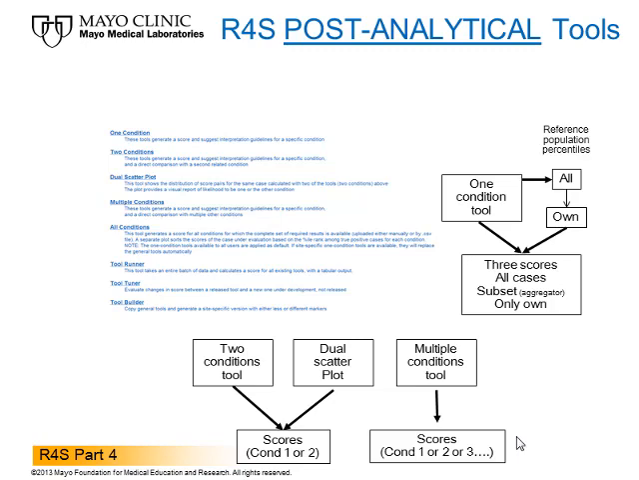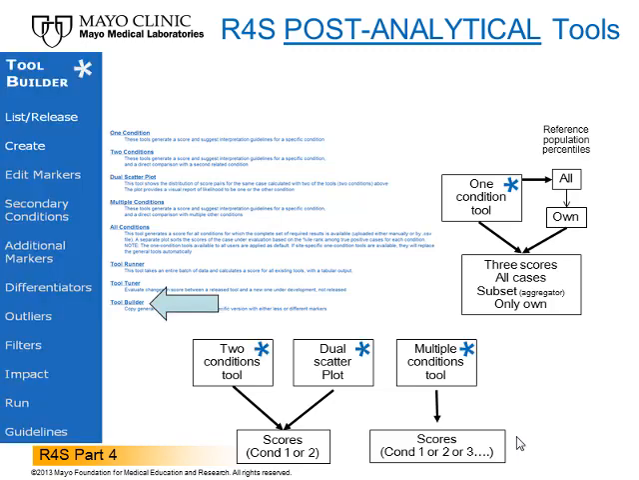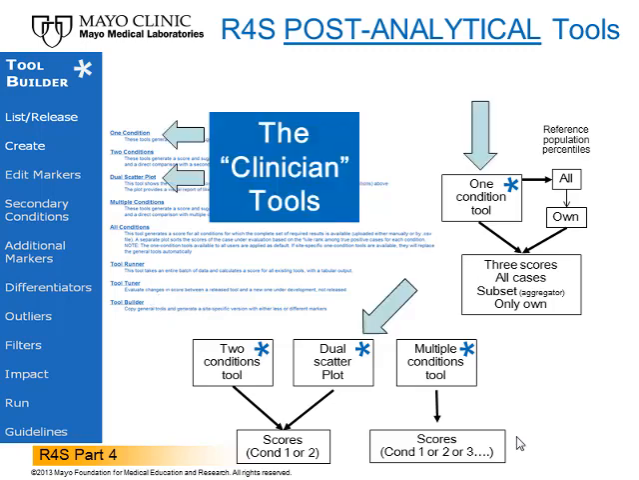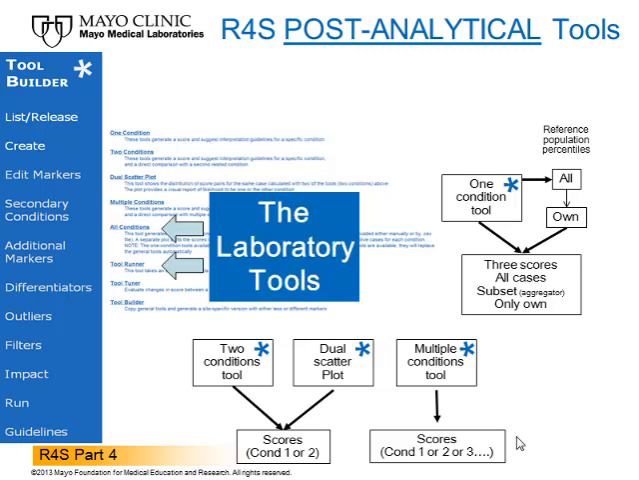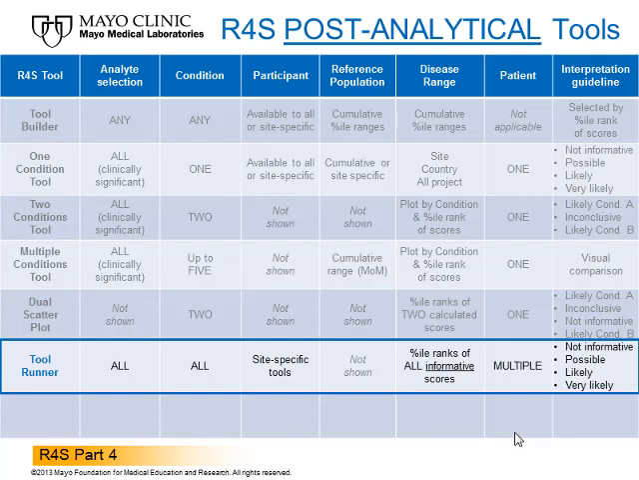Although it was described how these tools are produced using the tool builder, there was no information about their use in a laboratory setting. It was done this way to underscore their clinical utility to a user rather than a producer of laboratory results. Indeed, the one-condition tool and the dual scatter plot can be described as the clinician's tools, tools that can be clinically useful literally at the bedside of a patient after laboratory results have been interpreted and reported. In this segment, the focus is instead on the laboratory tools, the tool runner and the all conditions tool. We begin with the tool runner.